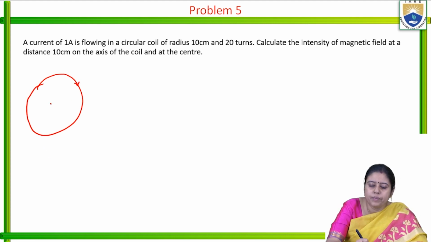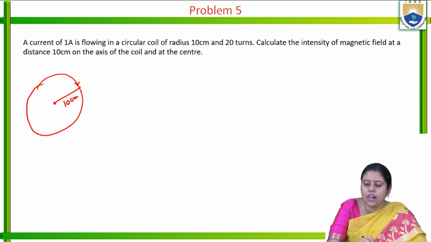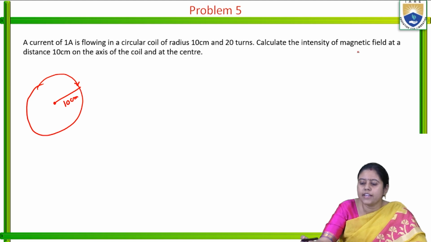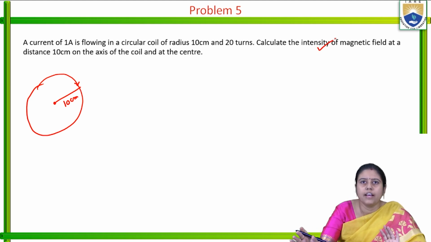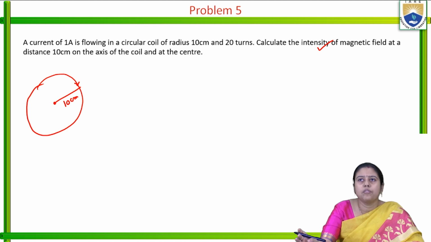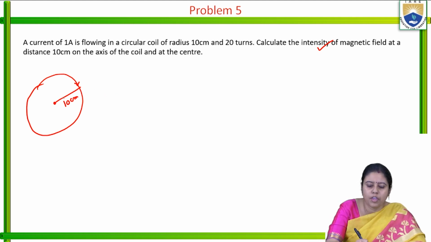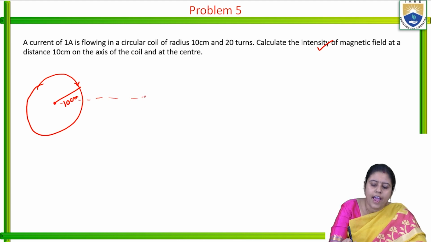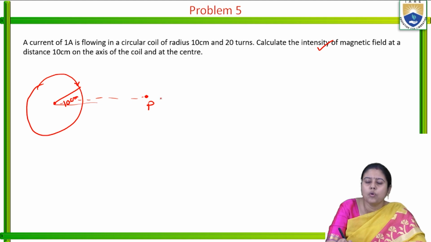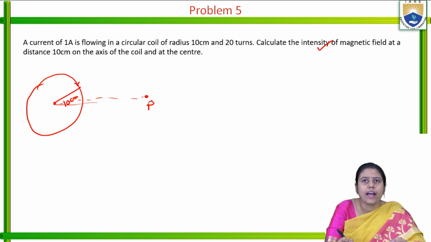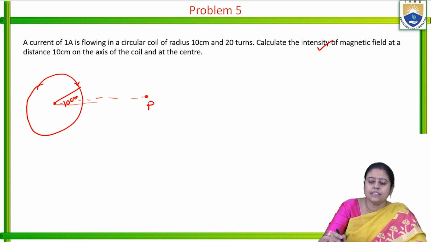Of the radius of 10 centimeter. Now, calculate the intensity, meaning we have to calculate only the H, not the B. Calculate the intensity of the magnetic field at the distance of 10 centimeter on the axis. So if we check on the axis, another point, this is the P point, 10 centimeter, we have to calculate on the axis of the coil and at the center.